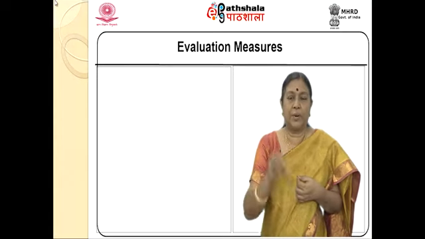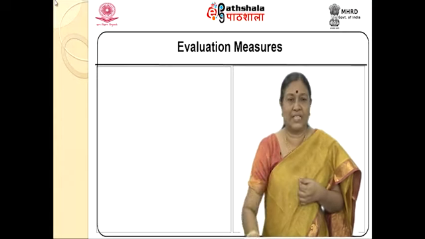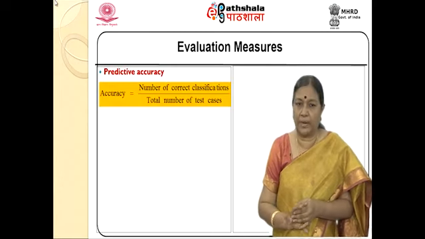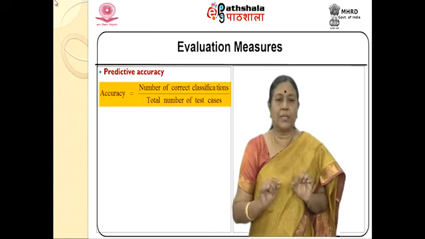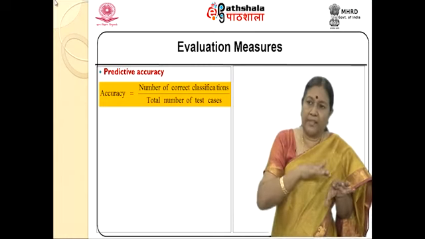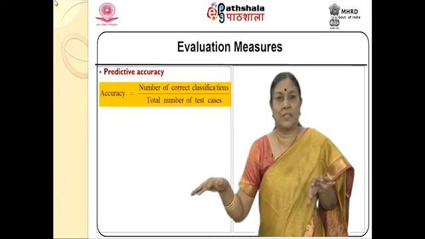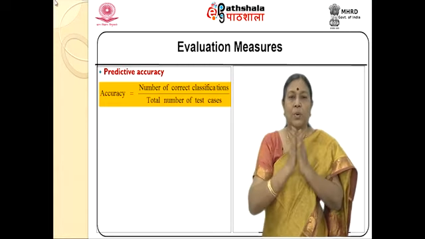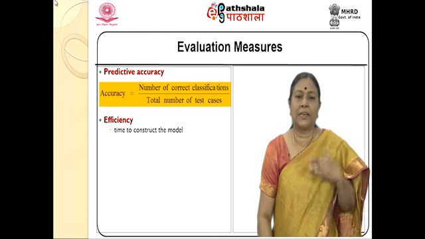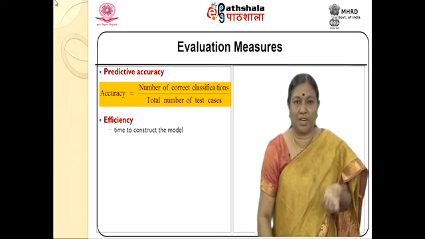But here we are going to talk about evaluation measures in general about classification. The first one is what is called predictive accuracy. Accuracy is the number of correct classifications divided by the number of total test cases you are giving. Next is efficiency. What is efficiency? Time required to construct the model.